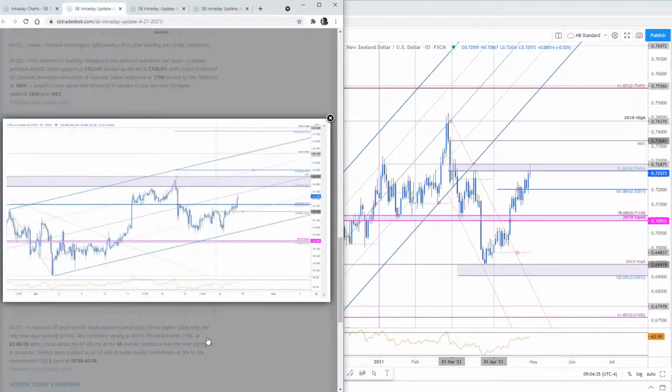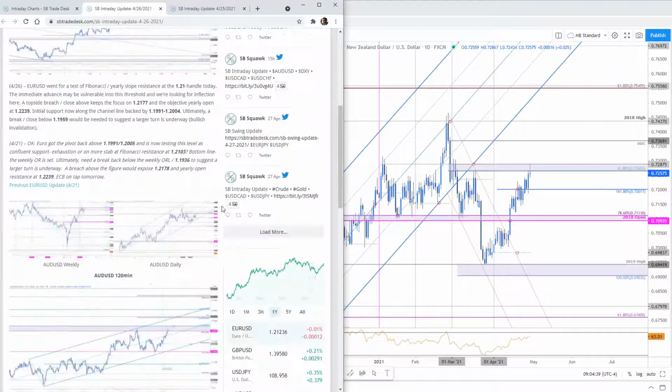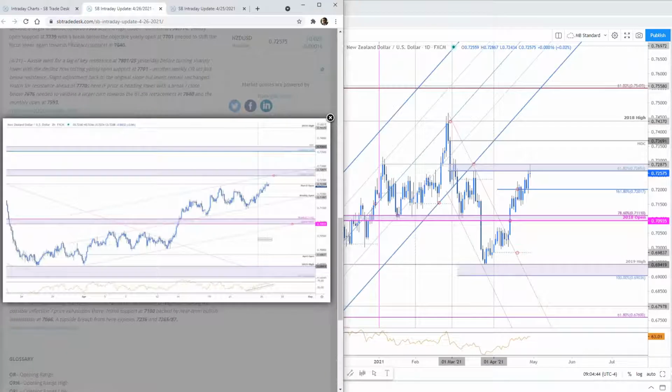Here's what it looks like on the intraday charts, or here's the last update that we gave on Kiwi. It was back here on the 26th. As we were heading into the zone, into FOMC, our focus was on some sort of reaction here. Looks like we literally top ticked it. The high today was 72.87, 86.7 to be exact. Wow. So I want to see how this pans out.